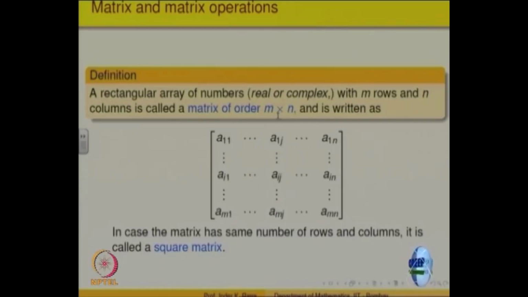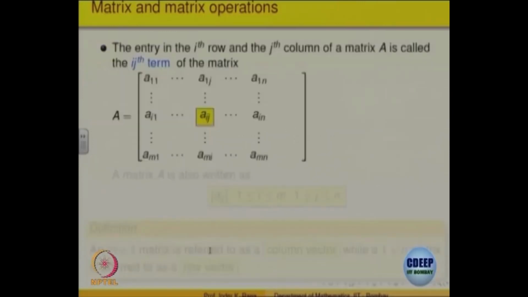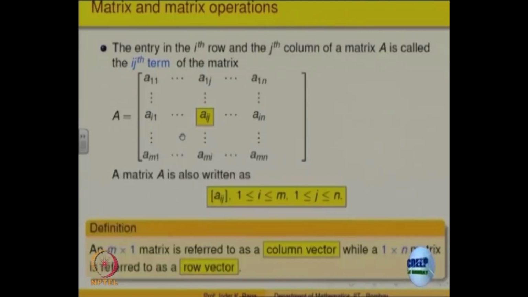This is called a matrix of order m cross n. When m is equal to n, we call this a square matrix, where the number of rows is equal to the number of columns. If you are in the ith row and jth column, that position is called the ijth term or ijth entry of the matrix. So, we will start using this language: we have a matrix with m rows, n columns, and ijth entry is so and so.